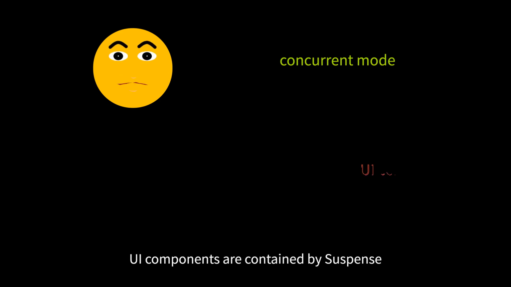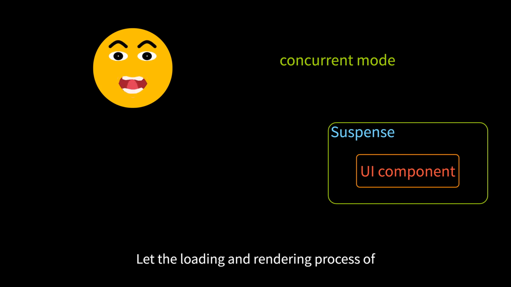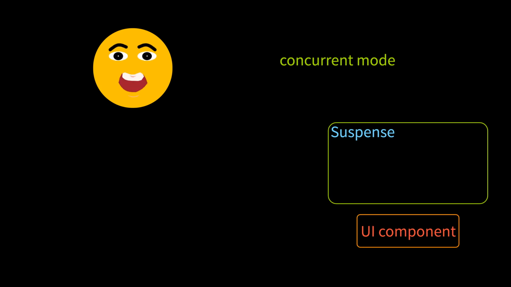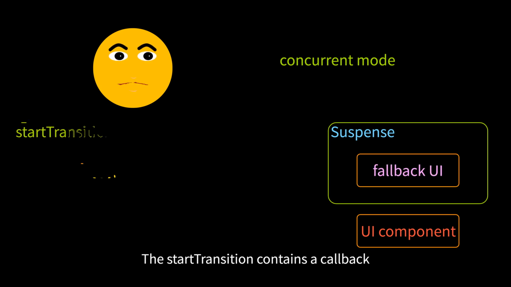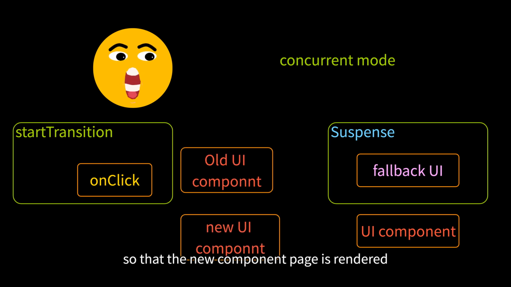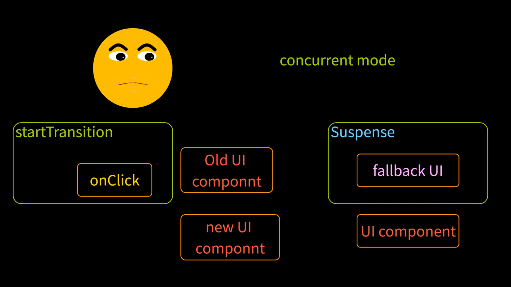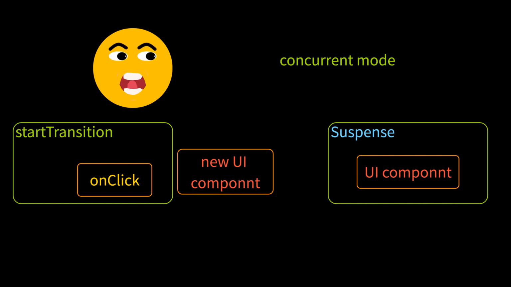In general, in the concurrent mode, UI components are contained by Suspense components. Let the loading and the rendering process of UI components proceed in the background, and currently display the fallback components. The startTransition contains a callback function, so that the new component page is rendered in the background, and the original screen is displayed. After everything is done, the new component will replace the currently displayed component.